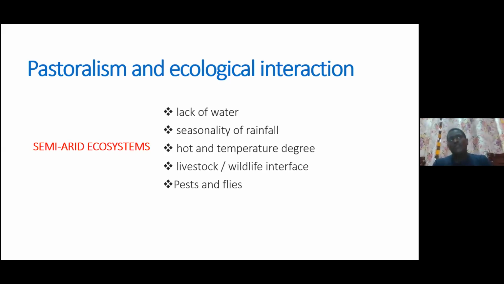Also, the prevalence of pests and flies in the equatorial, heavy, wet areas. That means the livestock and the pastoralists suffer more from the pests and the flies in the wet areas.